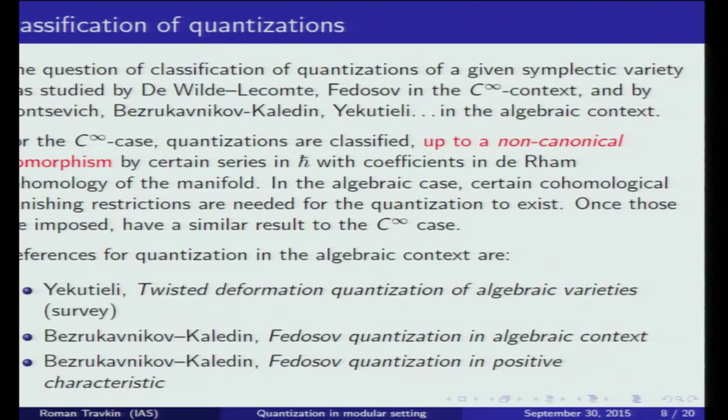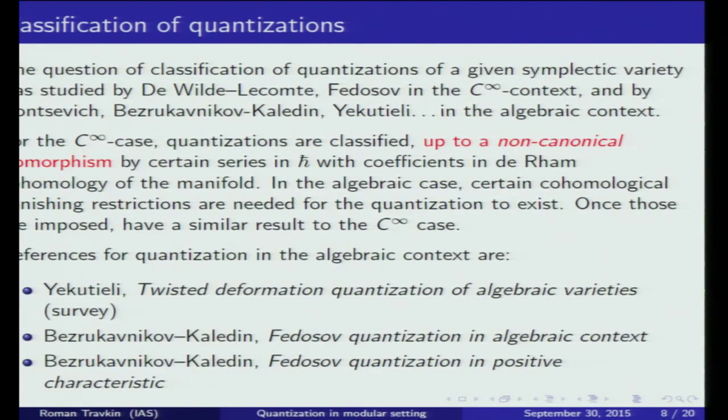The question of classification of quantizations of a given symplectic variety was studied by De Wilde, Lecomte, Fedosov in the C-infinity context, and by Kontsevich, Bezrukavnikov, Kaledin, Yekutieli in the algebraic context. In the C-infinity context, quantizations are classified up to non-canonical isomorphism by certain series in h bar with coefficients in de Rham cohomology of the manifold. In the algebraic case, certain cohomological vanishing restrictions are necessary for the quantization to exist. Once these are imposed, we have a similar result to the C-infinity case.